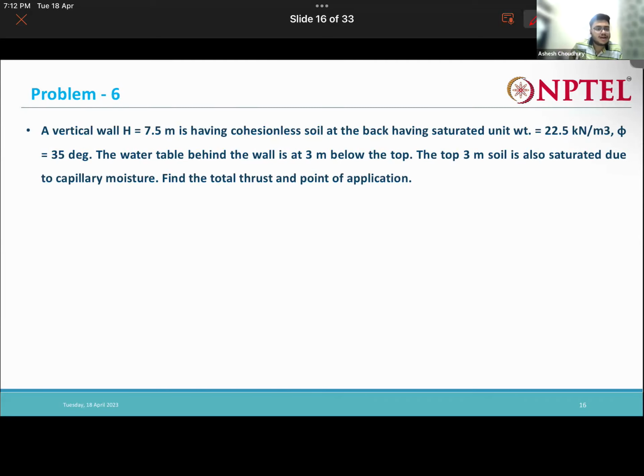A vertical wall, h equal to 7 meters, is having cohesionless soil at the back, having saturated unit weight of this much. Cohesionless means c is equal to 0. The water table behind the wall is 3 meters below the top. The top 3 meters of soil is also saturated with capillary moisture. Find the total thrust and the point of application.